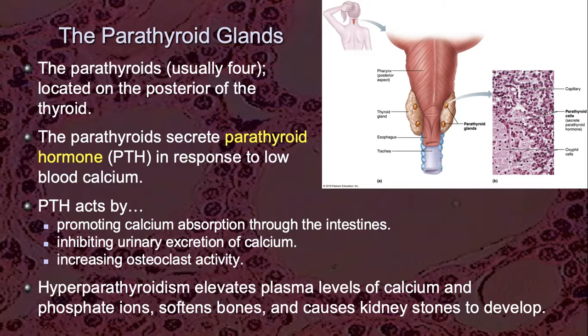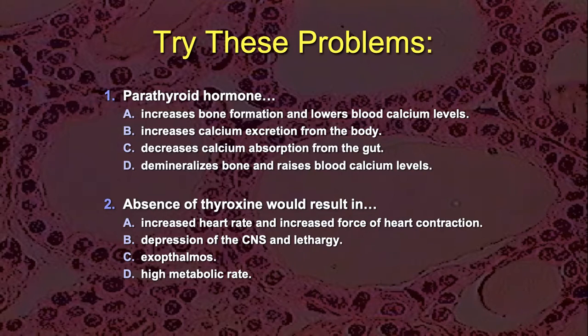These symptoms are what you were talking about a little bit ago, Dave. These are going to be what happens when you have too much calcium in your blood, okay? Which can also happen if there's a problem with calcium, just the opposite problem, okay? Calcium and phosphate ions, it's going to soften your bones because you're pulling the calcium off of them, and it can cause kidney stones to develop because you have those calcium deposits. All right, we're doing good. Okay, try these 2 problems with your buddy.